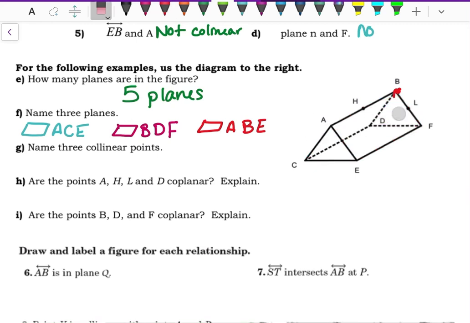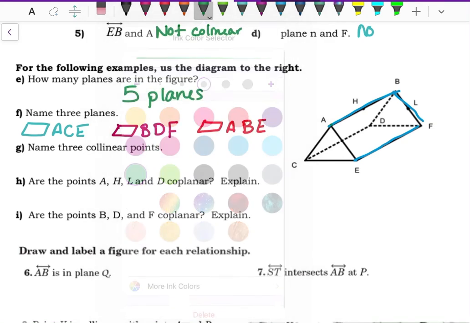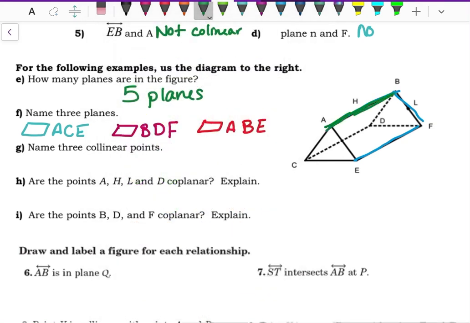Okay, next, we're going to name 3 points that are collinear. So let's look for lines. I've got a line here, a line here, a line here, and a couple of those lines have more than 3 points. So I'm going to choose this top one, and those 3 points would be A, H, and B. Those are all collinear. They're all on the same line.